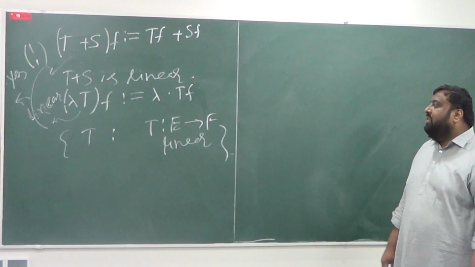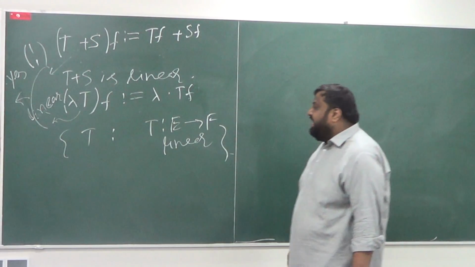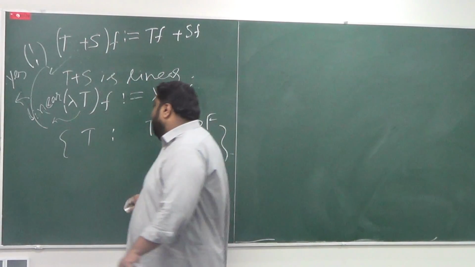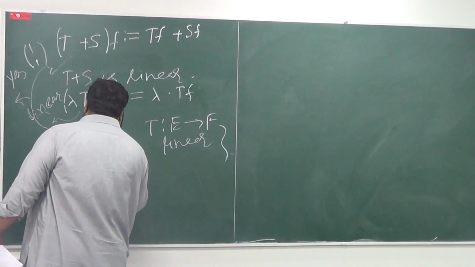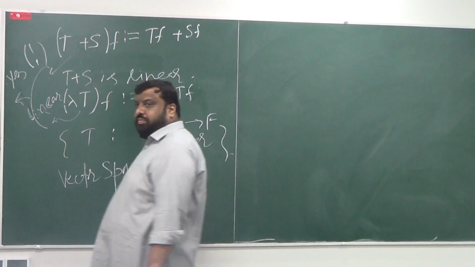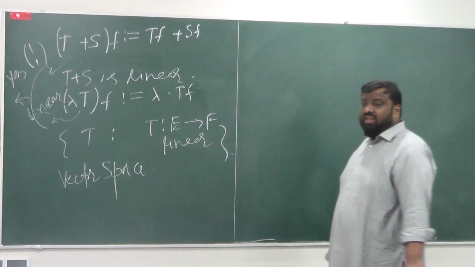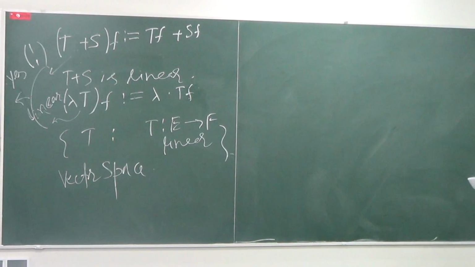Now I can turn this, with these addition and multiplication, into a vector space. So what would be 0? The zero element is going to be the zero map, a linear map. The zero map is a linear transformation from E to K.